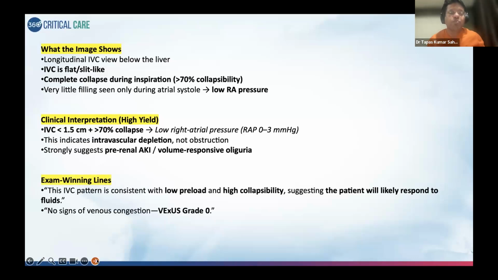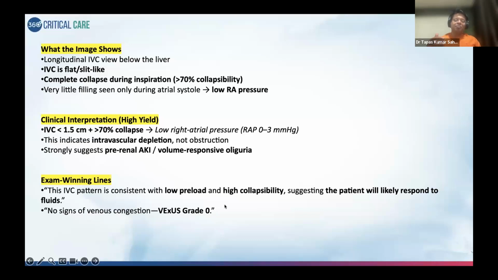Now exam winning lines, there is again another terminology, exam winning. This IVC pattern is consistent with low preload and high collapsibility, suggesting that this patient will likely respond to fluids, no signs of venous congestion.